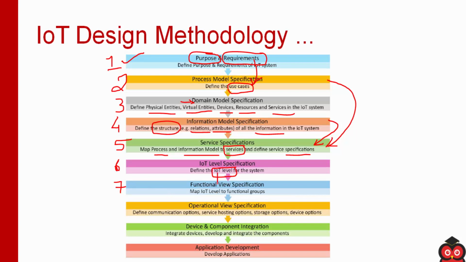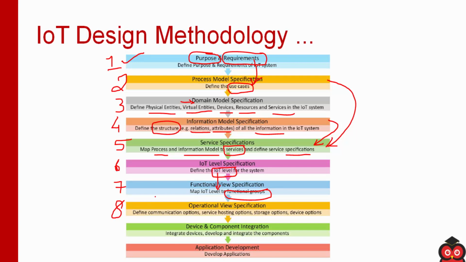And the next step is functional view specification. Whatever level we have specified, that level will be mapped to functional groups. All the functionalities which we infer from the requirements will be separated into different groups. Those groups are called functional groups, and the IoT level which we chose in the previous step will be mapped to these functional groups.